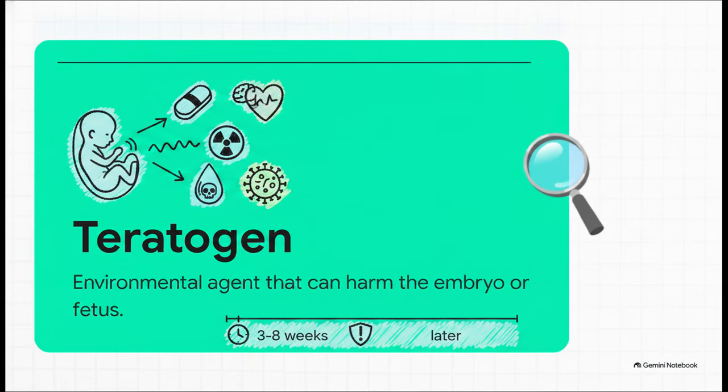But what's absolutely crucial for your notes here is the timing. The developing fetus is incredibly vulnerable during the embryonic stage. That's just 3 to 8 weeks after conception. This is exactly when major organs like the brain and the heart are just beginning to develop. So exposure during this specific window can cause severe long-term developmental consequences.